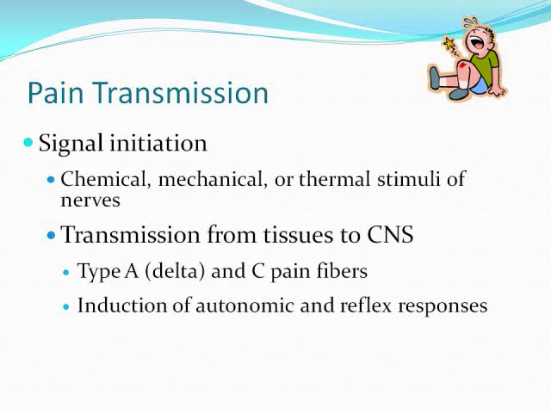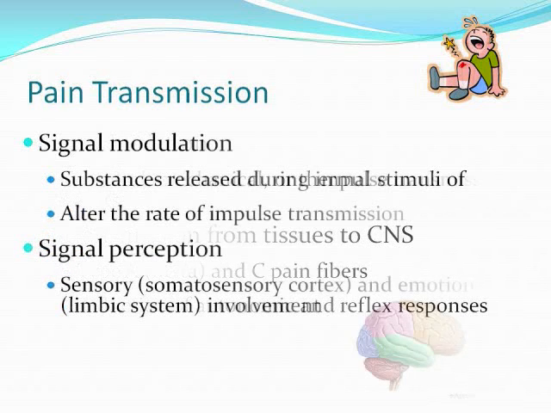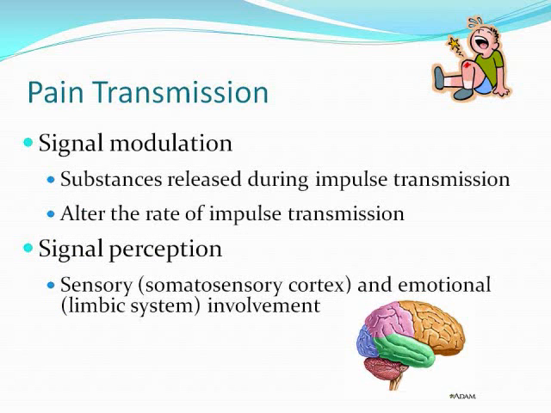where they start to make some changes within the brain, and the signal itself is changed and can be changed by the different substances that are released during the impulse transmission. This has a lot to do with the gate control theory. What is it that's happening that we can do to change the transmission along the way? And then we perceive the pain. And that is influenced and modulated by the sensory system and also by emotional involvement.